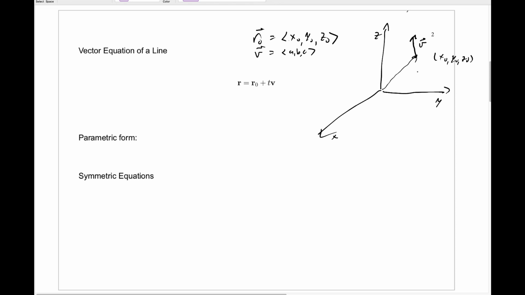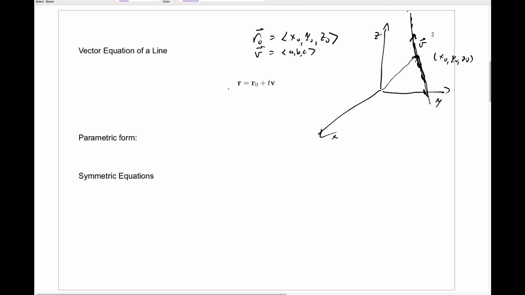Our line will consist of all points on the line containing this point, specified by the vector r naught, and in this direction v. Now, what does it mean, all points on the line? Well, from this point I can add v. I can take the vector r and add v to get to this other point. I could add 2v or 3v or a half v. I get all these points just by adding a multiple of v. If I take a negative multiple of v, I'm going in the opposite direction, like this. So if I start at this point specified by the vector r naught and add any arbitrary multiple of v, I get all these other points on the line.